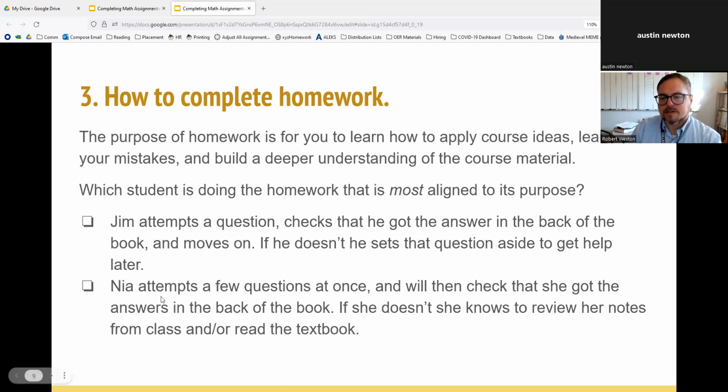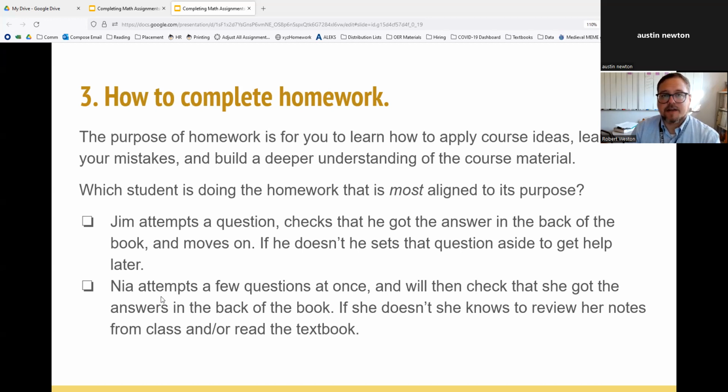Nia attempts a few questions at once and will then check that she got the answers in the back of the book. If she doesn't, she knows to review her notes from class and/or read the textbook. So could our student share which student is doing, Jim or Nia, who is doing homework most aligned to the purpose? So our student says Nia, and I would generally agree, right?